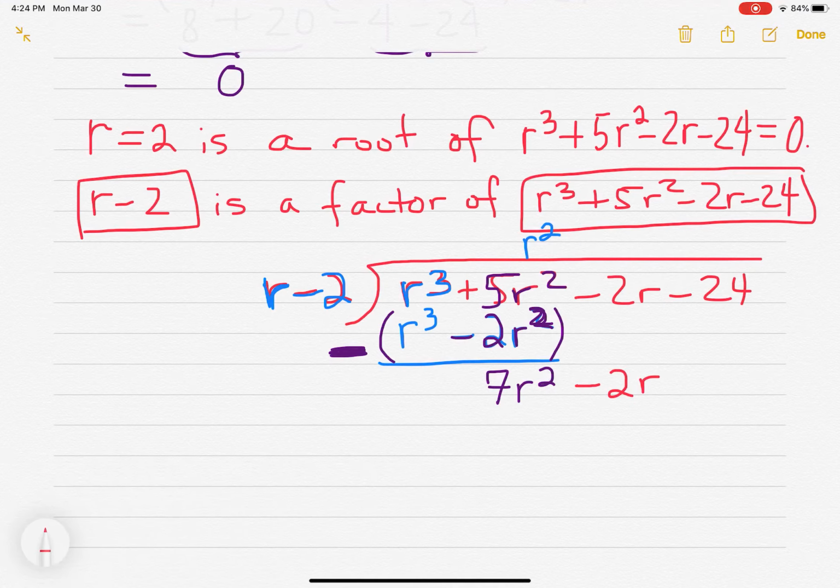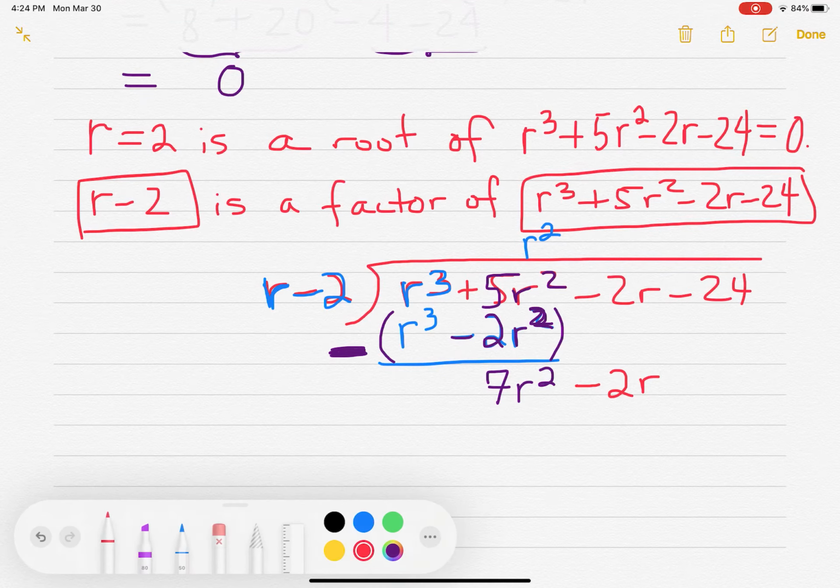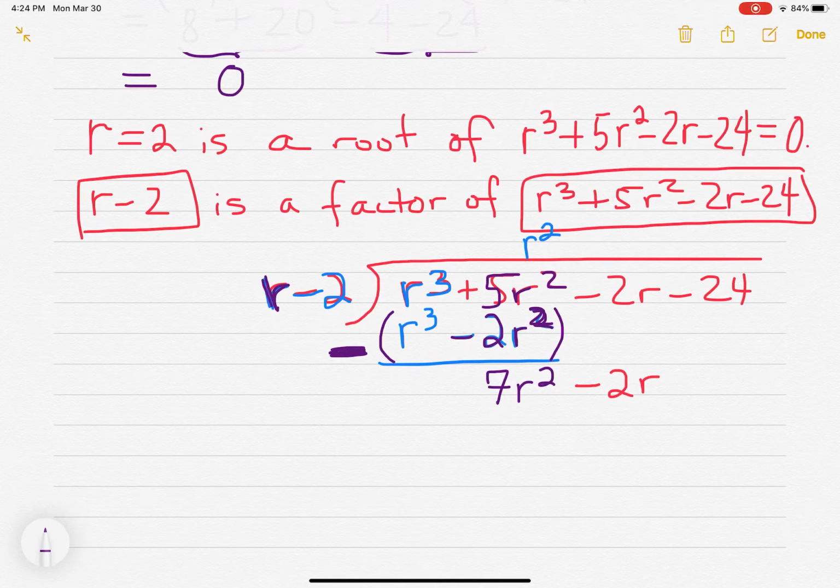And now I'm going to ask the all-important question. This r right here out in front, what do I have to multiply that r by to get this 7r squared right here? Well, I got to multiply that by a positive 7r, right? So I'm going to do that. I'm going to do this positive 7r times this r out in front. It's going to give me 7r squared.